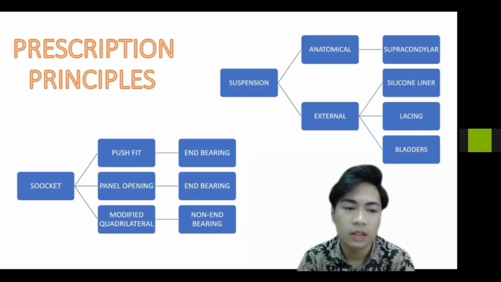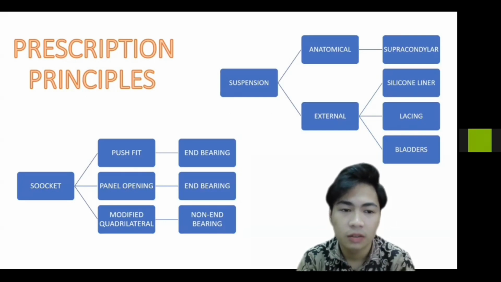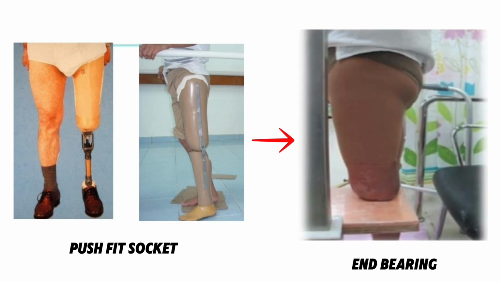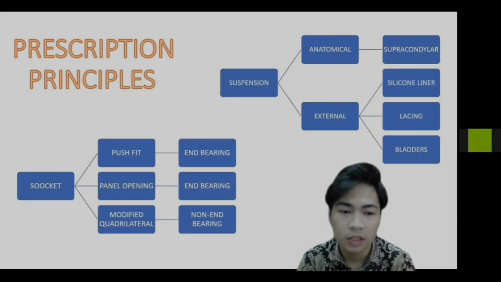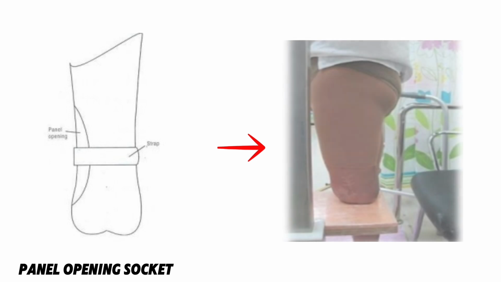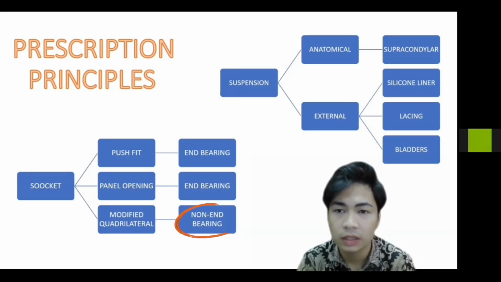Okay, the next is socket for knee disarticulation. There are three types. The first is push fit. For the push fit, the weight bearing is end bearing. The next type is panel opening. The weight bearing is end bearing. And the last type is modified quadrilateral. For this, the weight bearing is non-end bearing.